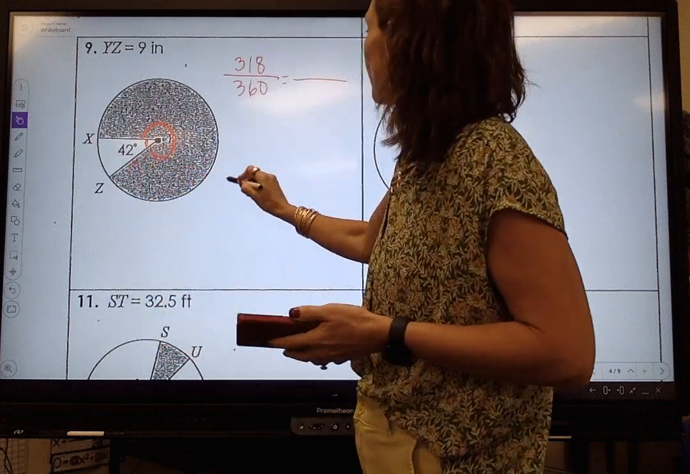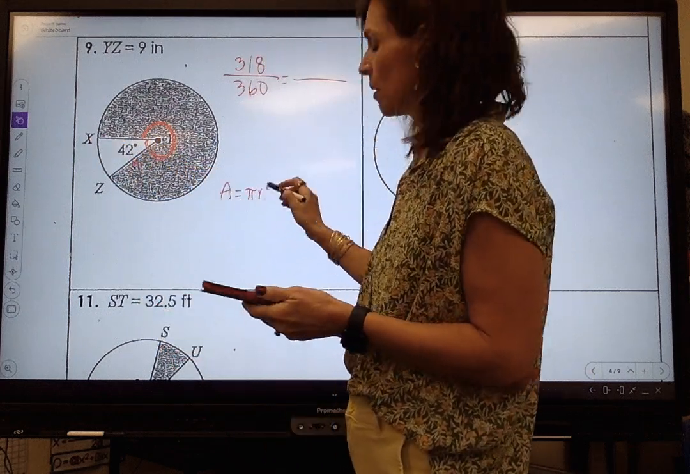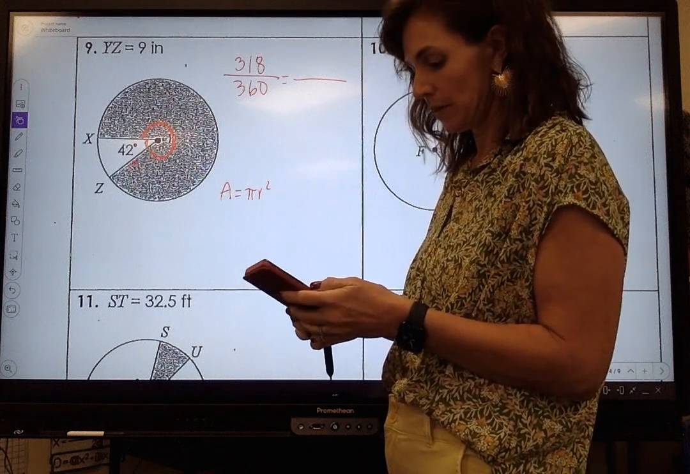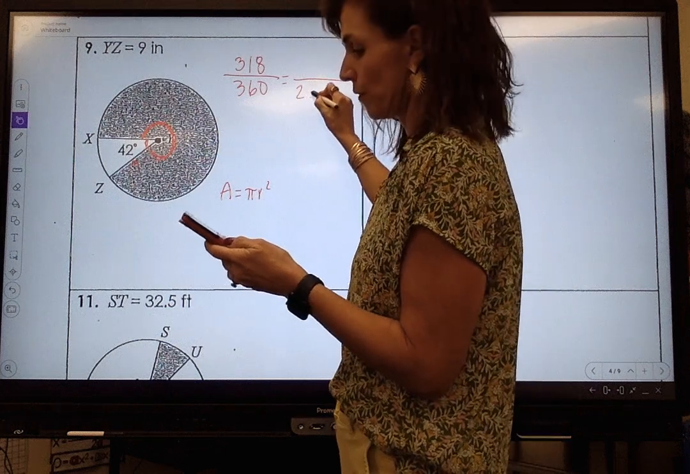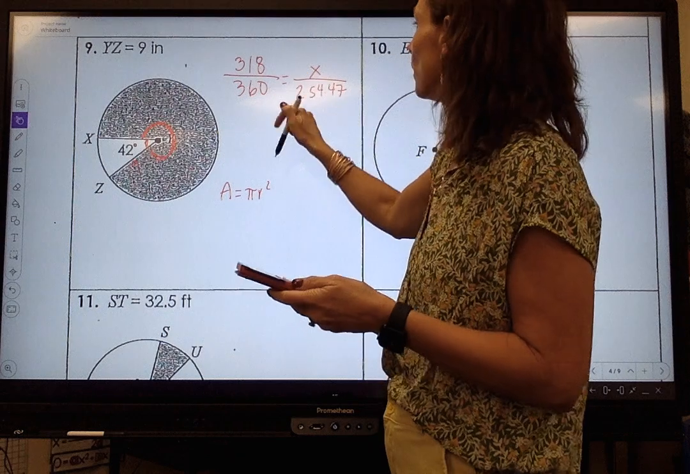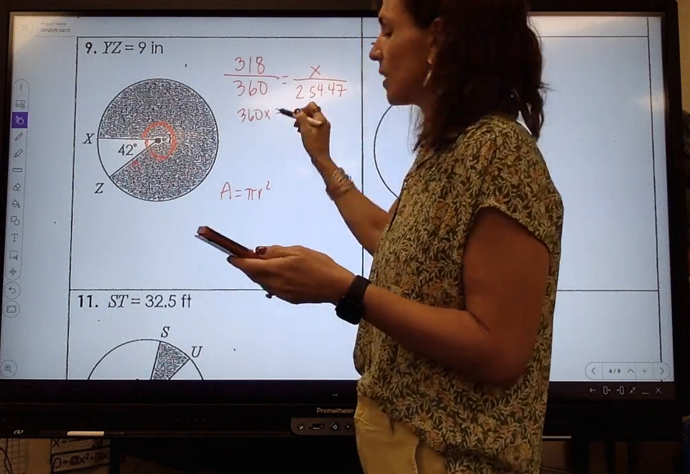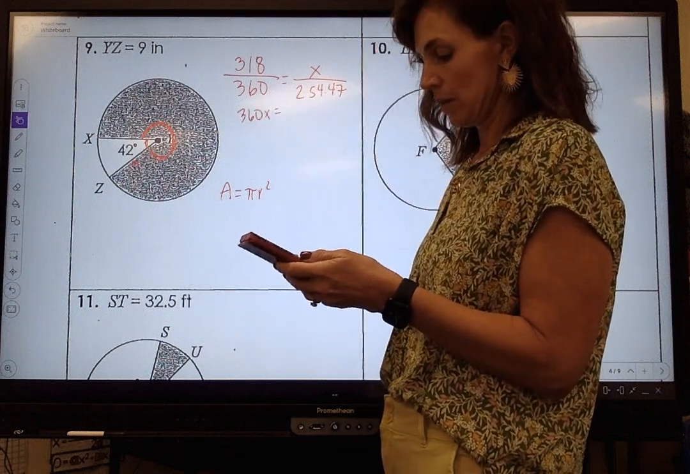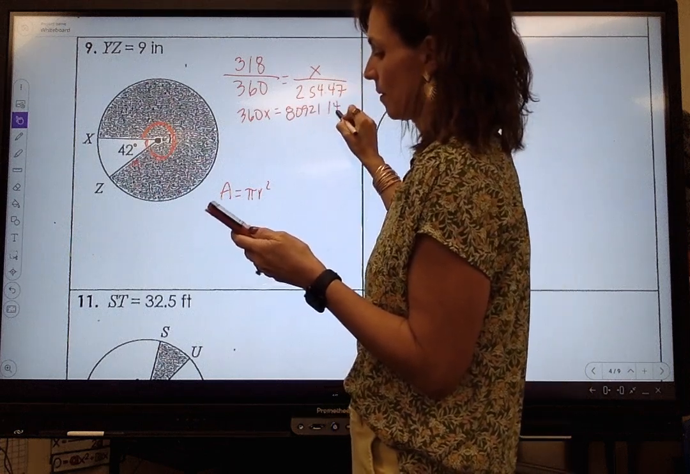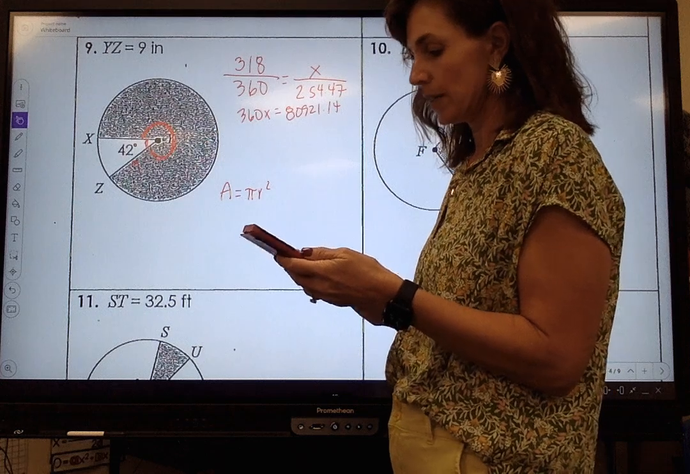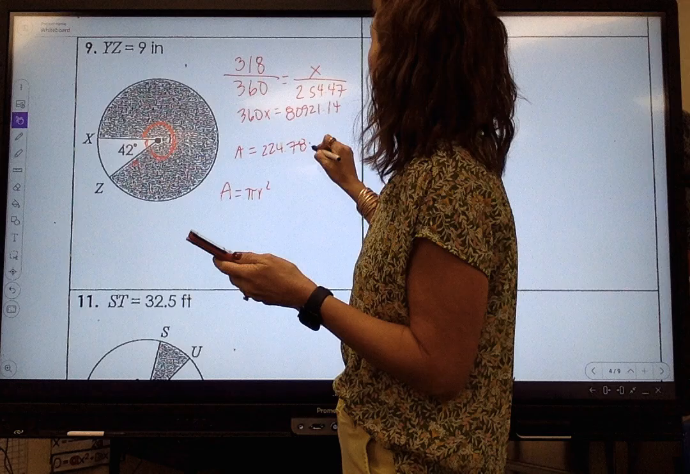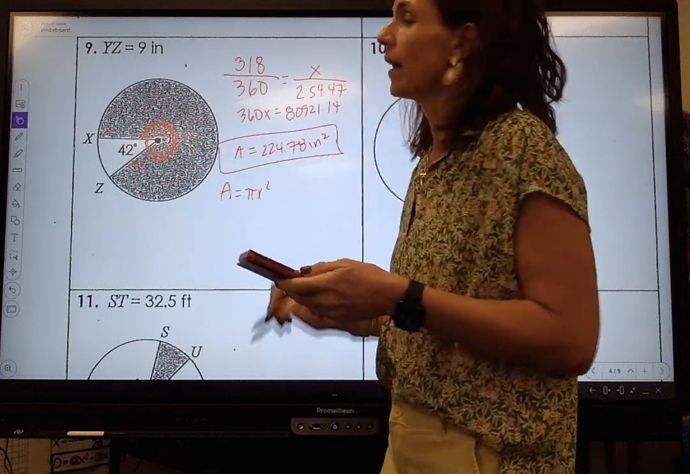I know that YZ is 9. So the area of the full circle is going to be pi, radius is 9 squared, and I get 254.47. I'm looking for the area of this portion. So 360x equals this, and then I divide both sides by 360. And I get the area is going to be 224.78 inches squared of that section. Okay.